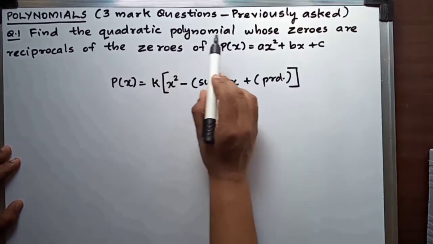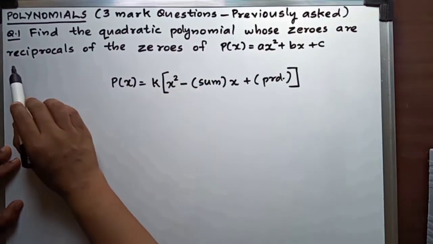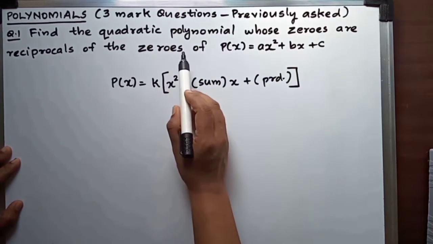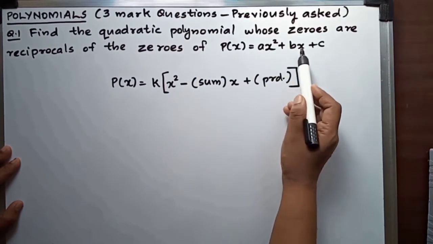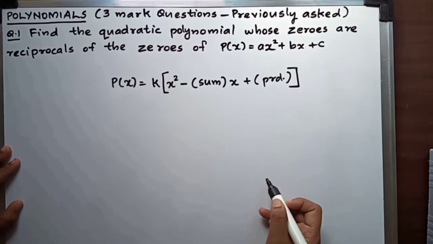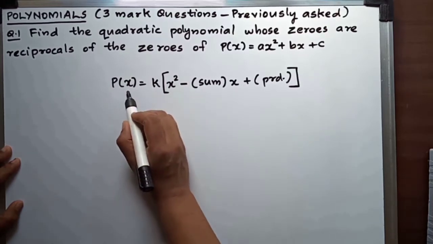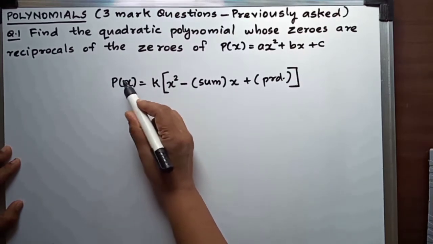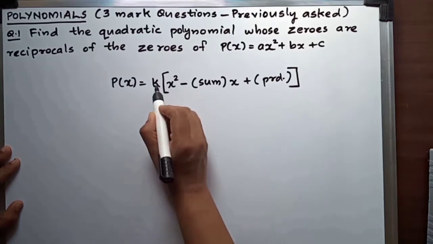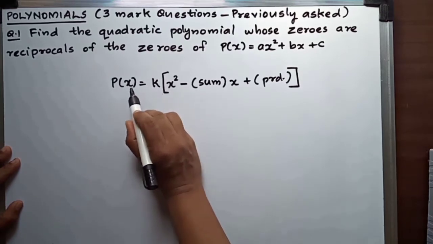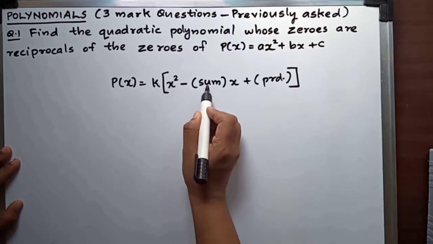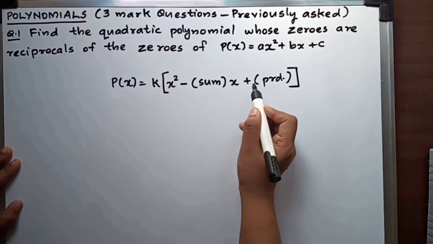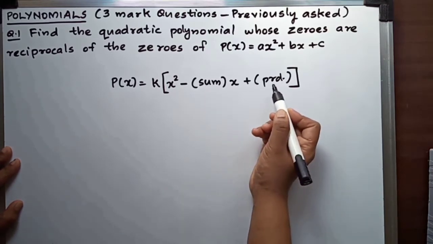Find the quadratic polynomial whose zeros are reciprocals of the zeros of p of x is equal to ax square plus bx plus c. Anyways, we have learned that we can represent a second degree polynomial like this, where k is just a constant. P of x can be represented as k into x square minus sum of zeros into x plus product of zeros.